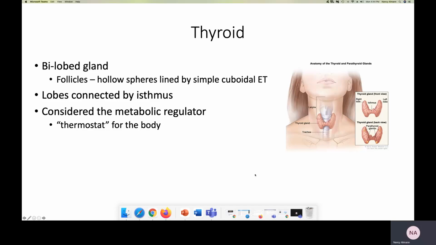If you are talking about or viewing a bilobed gland that sits just superficial to the trachea and inferior to the larynx, you are talking about the thyroid. The thyroid is crucial to the body because it is the metabolic regulator for us. It's going to have two lobes, which are connected by what is known as the isthmus, and it will contain multiple structures which are known as follicles, which are hollow spheres formed by simple cuboidal epithelial tissue.